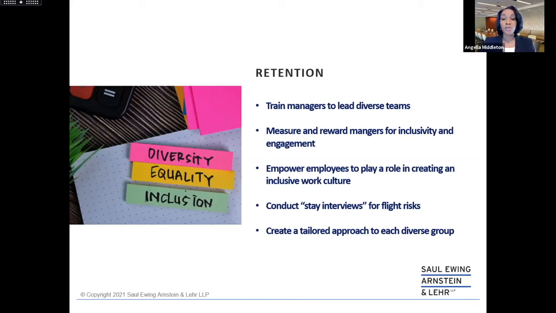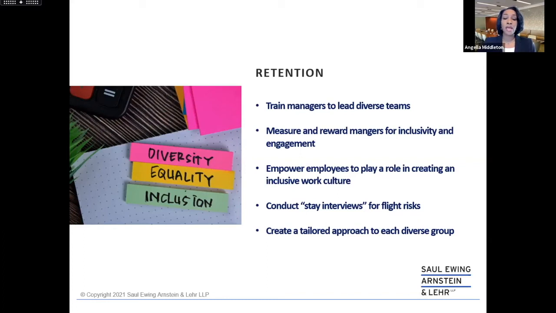Another way to motivate managers to become more inclusive is by rewarding them for retaining new talent on their teams. And obviously those rewards can take many different forms. And it's great to be creative about what that might look like.